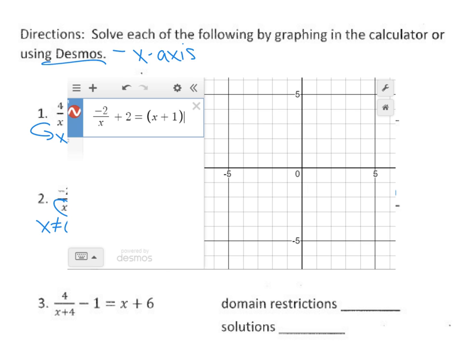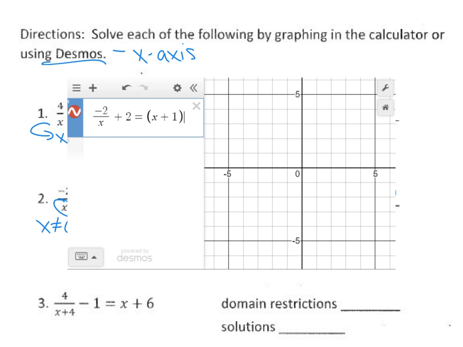When you type this into DESMOS, you get -2 over x plus 2 equals x plus 1 and nothing on your graph. So when you see nothing on your graph, you know that there's no solutions necessarily because you're not touching the x-axis at all. This is a little bit tricky because we are typing in something that's not actually a graph. Like I mentioned before, a rational function should do something like this, which also doesn't touch the x-axis. So there would be no solutions for that either. But because we can clearly see nothing touching the x-axis, this does not have any solutions here.